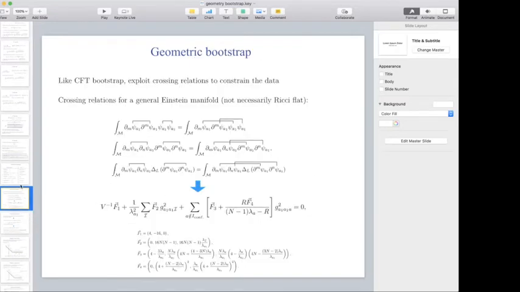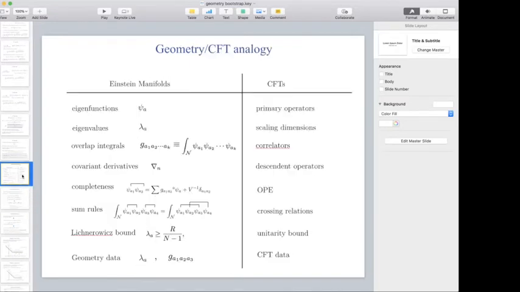So I may ask a question about this analogy. Yeah. So is there any analog of conformal block on the left-hand side column? Because conformal block in CFT is a model independent quantity affected by symmetry arguments.